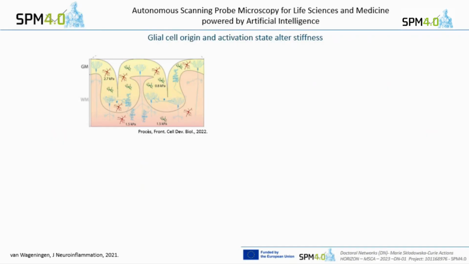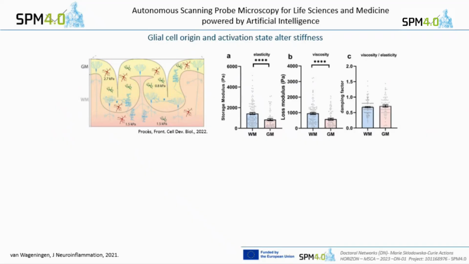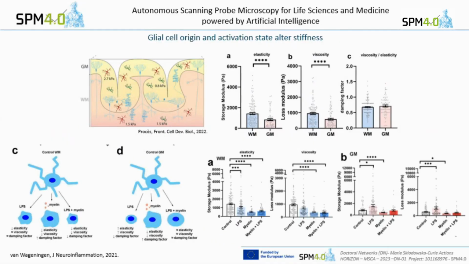So in one study, microglia cells were extracted either from gray or white matter and cultured. And here you can see again that the average elasticity values for these cells is lower for those that came from the white matter. More important than the origin, it's also knowing their activation status. If the cells are surveilling all the time, they're looking for pathogens, they're also phagocytosing all the time. And this leads to changes in their morphology and therefore also their mechanical properties.